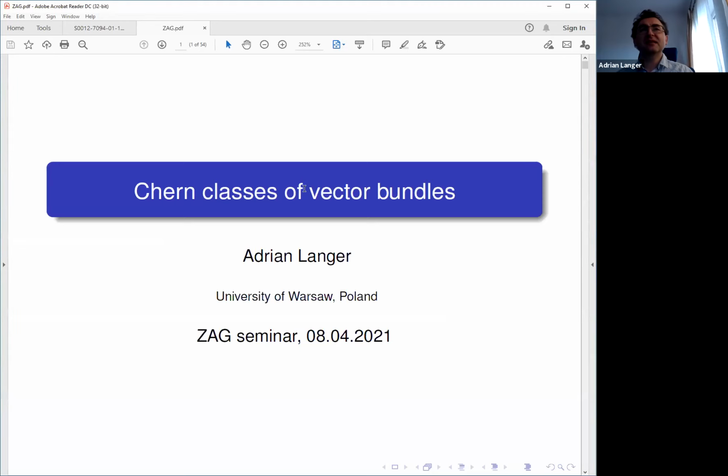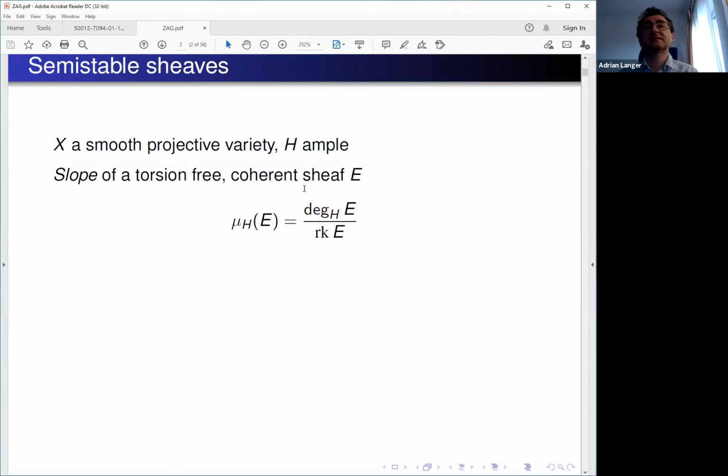So I will talk about Chern classes, and most of my talk is going to be very general. I will talk about basic results, about some kind of restrictions on Chern classes one can get for mostly projective varieties, but we will also see some restrictions on quasi-projective varieties.